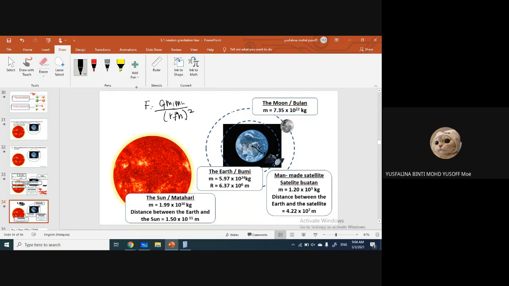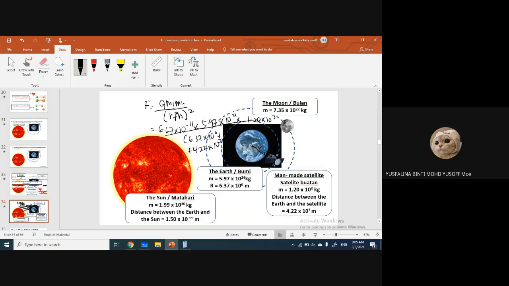Let's say if they ask you what is the gravitational force after it is launched. The G here is 6.67 times 10 to the power of negative 11. The mass of the earth is 5.97 times 10 to the power of 24. The mass of the satellite is 1.2 times 10 to the power of 3. And the r here you have to add, right? The radius of the earth, 6.37 times 10 to the power of 6, plus 4.22 times 10 to the power of 7.